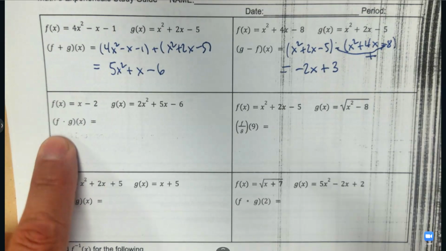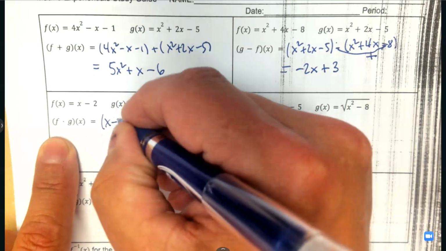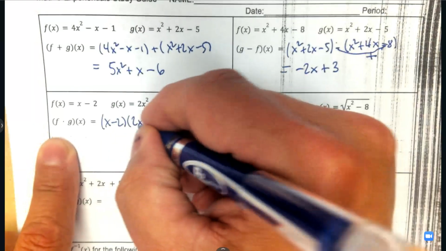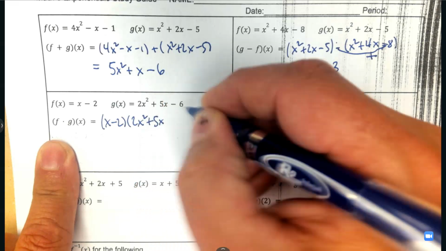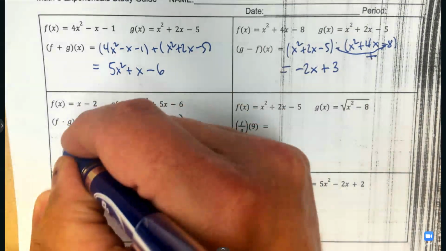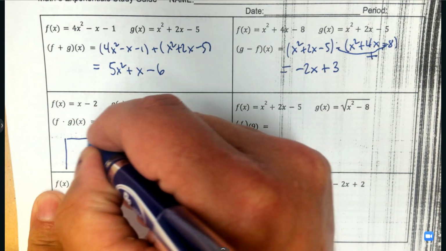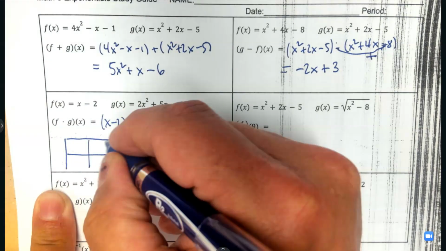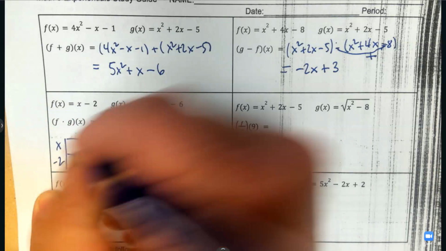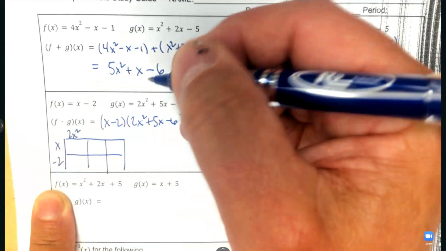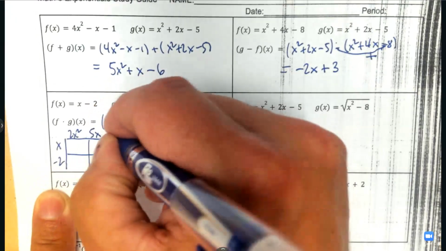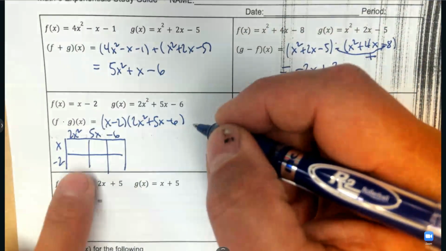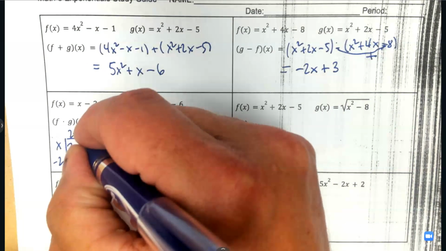Here we're multiplying. This is going to require us to FOIL. I'm going to draw a box. No, it's a binomial times a trinomial, so I'm going to make it more like a rectangle. So I have the binomial on the side and the trinomial here on top. And then I'm going to multiply it.